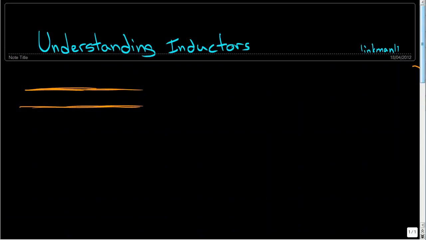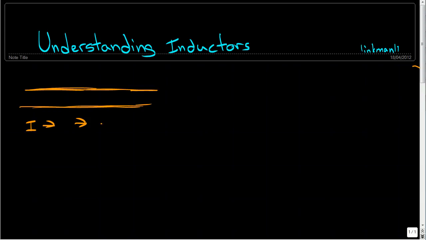In one of the last videos, I talked about understanding capacitors, and I think it's really important to understand what goes on at the atomic level, because you get that intuition, you really understand what's happening. So it's really important to understand this for inductors as well. So let's say we have this wire, and we're passing a current through the wire from left to right.